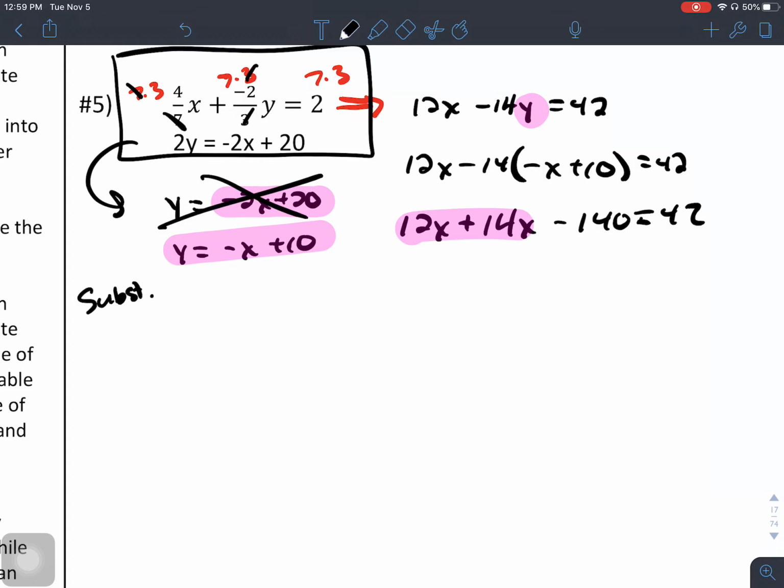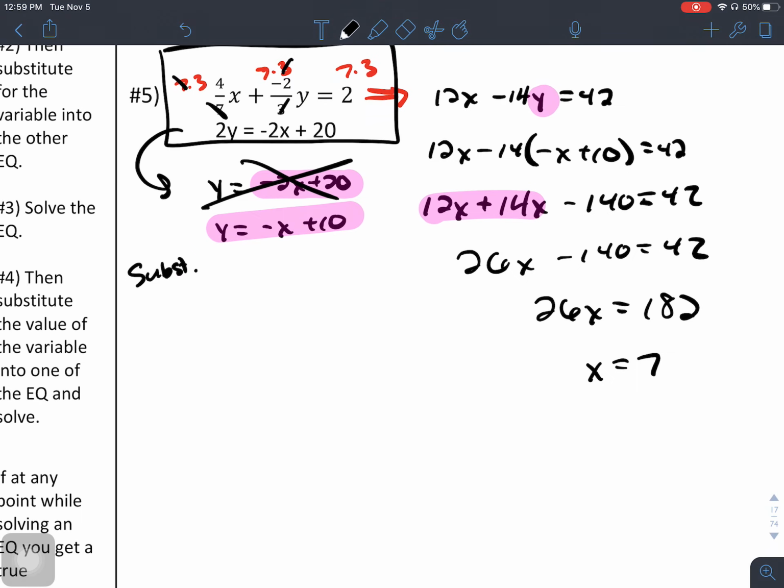Combine like terms, it's going to give me 26x. If I add 140 to both sides, I'm going to get 26x equals 182. If I divide both sides by 26, I get x is 7. We need to know what y is. So if I plug this into one of my equations, I'll plug it into this one since y is already by itself. We're going to get the ordered pair 7, 3.